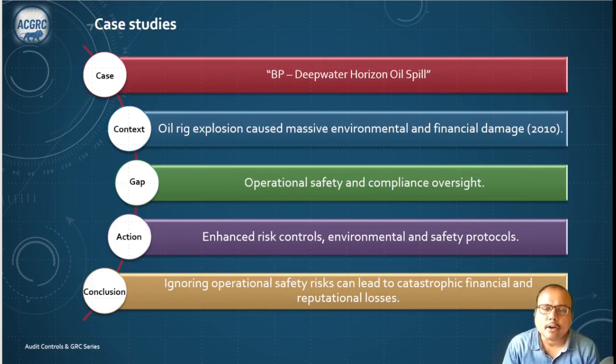The next case is wherein operational safety and compliance were ignored or not looked at. The impact of this gap was that the oil rig had an explosion, causing massive environmental and financial damage. This is a case of 2010, and the organization here is BP. The incident is known as the Deepwater Horizon oil spill. The result of this review and the action was to enhance the risk control. Environmental and safety protocols needed to be revisited, and new controls had to be enabled. In conclusion, ignoring operational safety risk can lead to catastrophic financial and reputational losses.